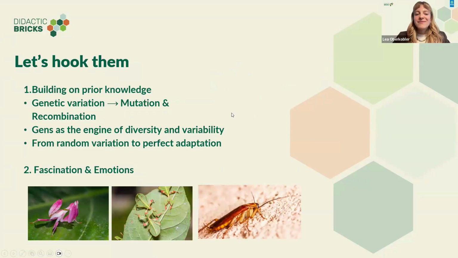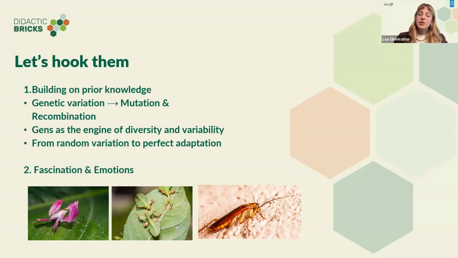Okay, so very important at the beginning of every lesson is to hook them. What I did is we have stick insects at our school actually, so I could bring one to already have a living creature in the classroom and show how crazy it is that we cannot even see it because it has this adaptation to nature that is just really perfect.